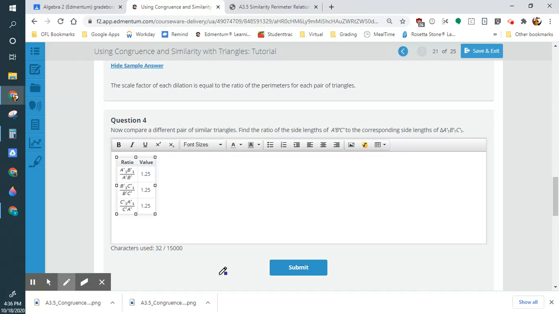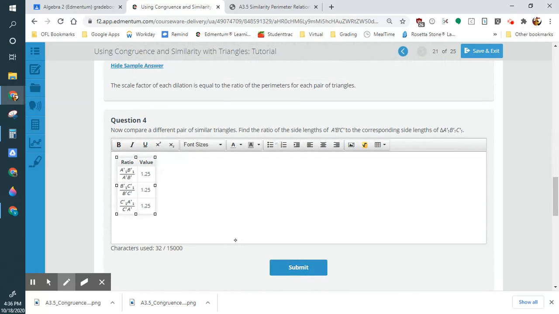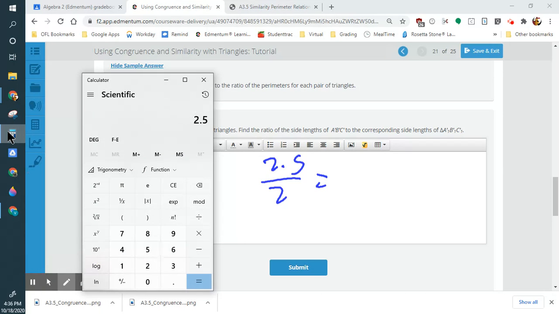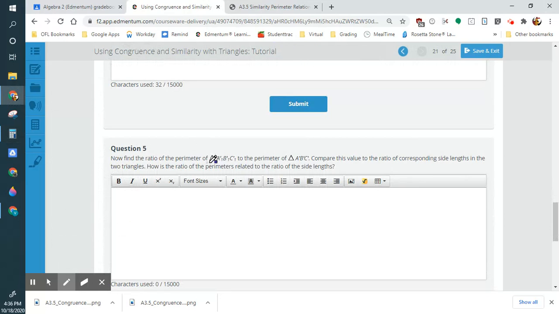All right. So the next thing we're going to do here is we are basically going to compare the sides. So think of it this way. One of them was 2.5, the other one was 2. If I divide this out, let's see what happens. 2.5 divided by 2, 1.25. What a shocker. So now find the perimeter of these compared to each other.